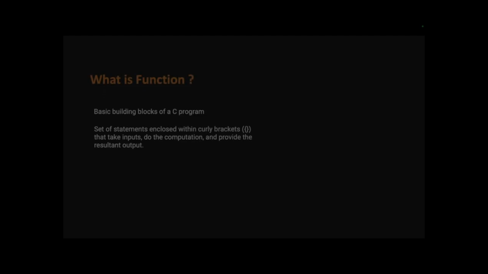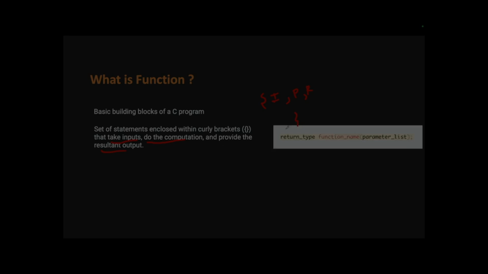So what is a function? It is a basic building block of a C program. A set of statements enclosed within curly brackets that takes input, does the computation and provides the resultant output. Here you can see, take the input, do the computation and provide the output. So it behaves like a machine that will take input, do its task, process it and return the value or the output.